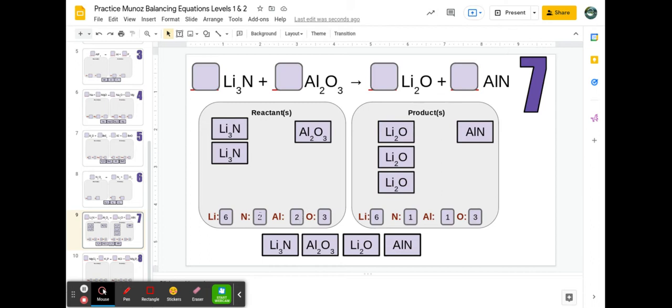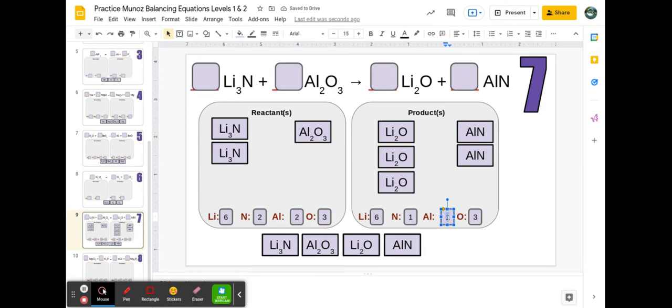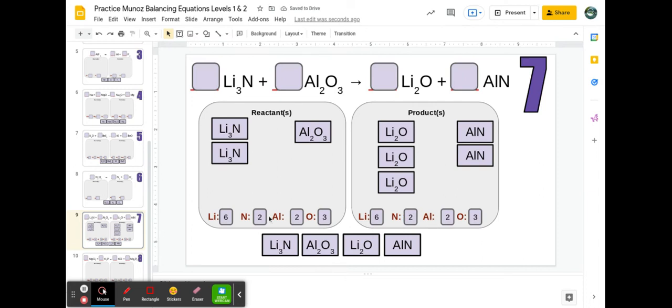So if I'm going left to right and I work on nitrogen, my product side only has 1 nitrogen. So I am going to need another AlN formula. And if I update that, now I have 2 Al and 2 N. So I fixed nitrogen, both sides have 2. And while doing that, I also fixed aluminum, even though I wasn't looking at it. Now aluminum has 2. And at this point, every element is balanced.